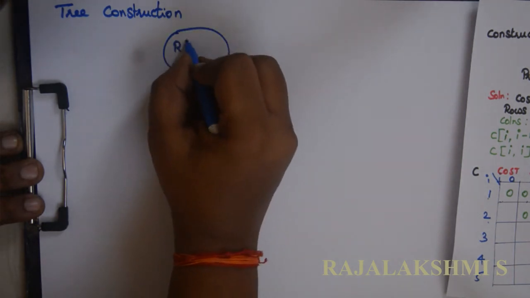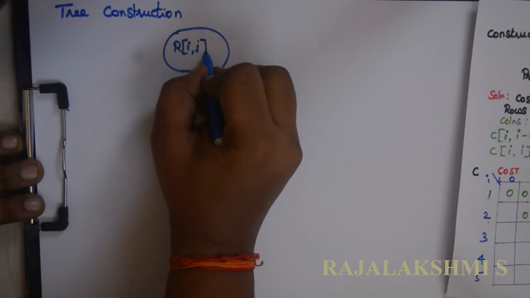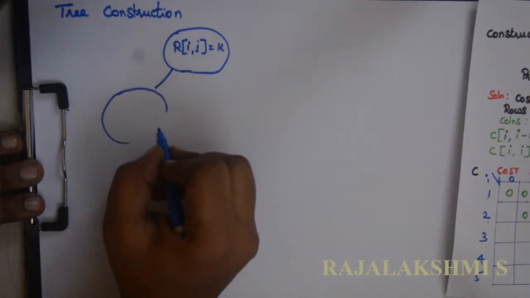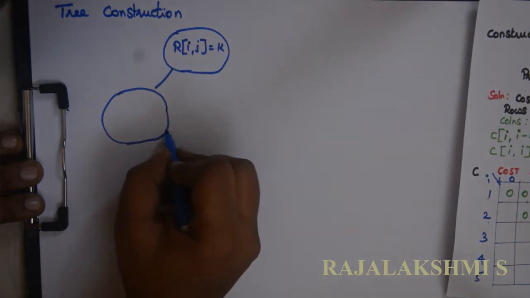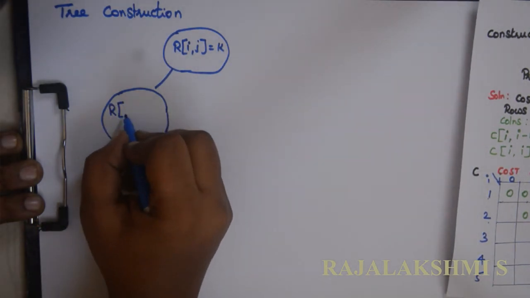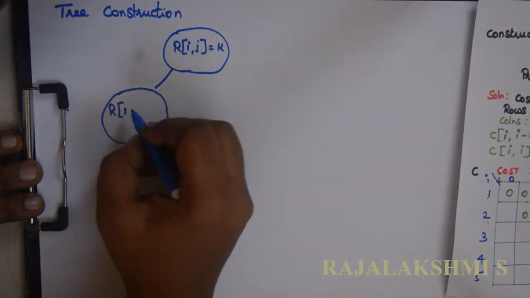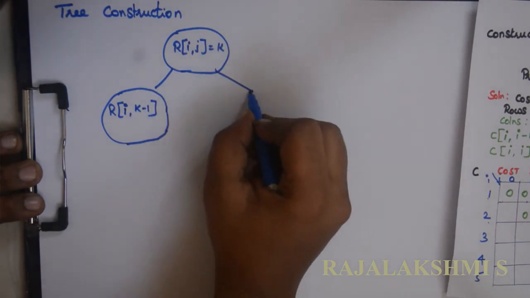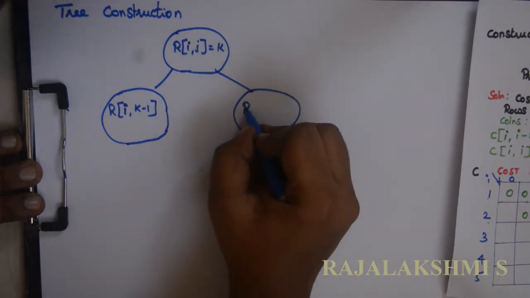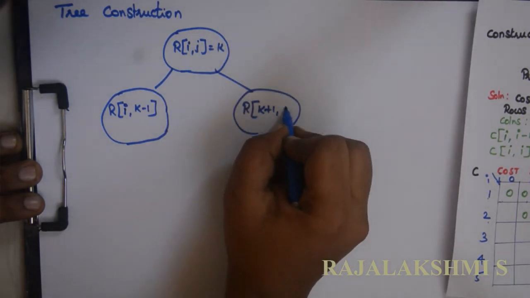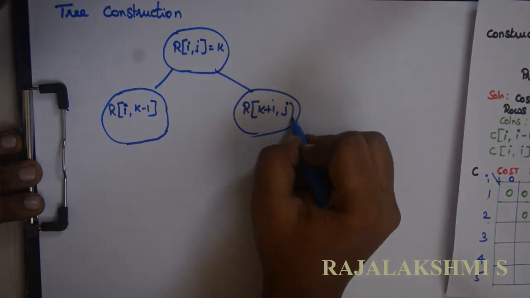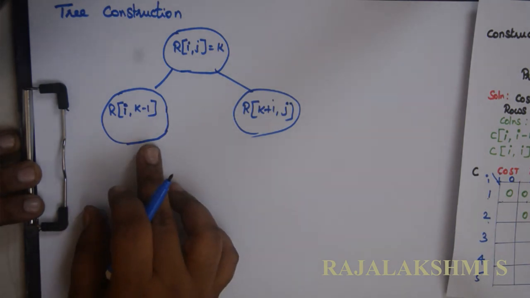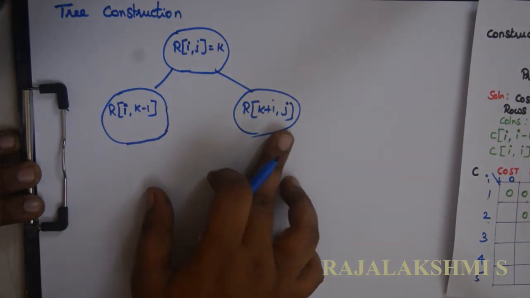Here, a circle R of i, j is equal to k. On the left side, since it is a binary search tree, each node will have at most 2 children. So we have R of i, k minus 1 on one side, and R of k plus 1, j on the right side.